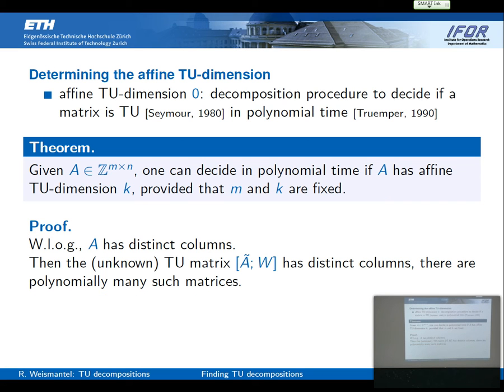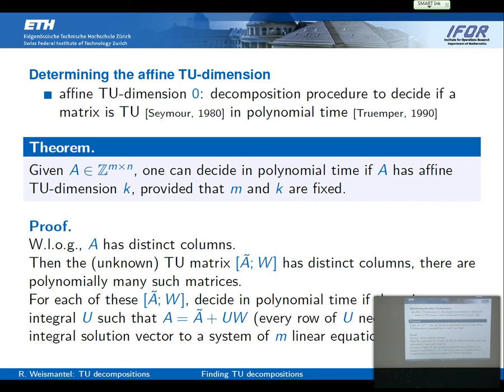Without loss of generality, you can go to the case where A has distinct columns. But then what you see is that since the number m that enters into A tilde is now a constant, and the W has k rows, which is also a constant, we can enumerate all master TU matrices that in principle could come up, because they have coefficients -1, 0, +1. So we can write them down explicitly. And once we have this, there are only polynomially many such matrices because of these fixed parameters here.